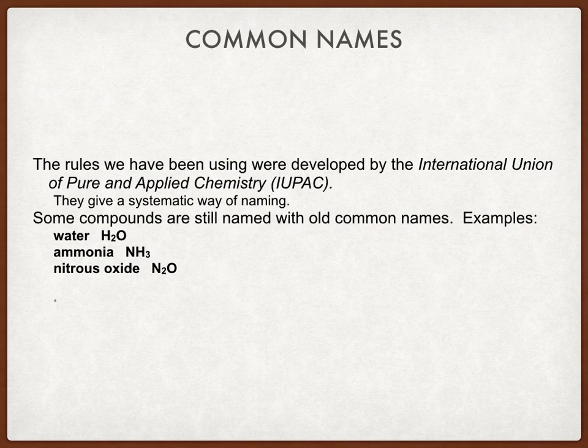Just a heads up too, there's always a systematic way of naming things. What we've been using is the IUPAC way of naming, International Union of Pure and Applied Chemistry. But some compounds are still named with their old common names. Some examples of this would be water, which you already know, ammonia, NH3. We don't call it nitrogen trihydride, we call it ammonia. And then just another example, nitrous oxide, N2O.